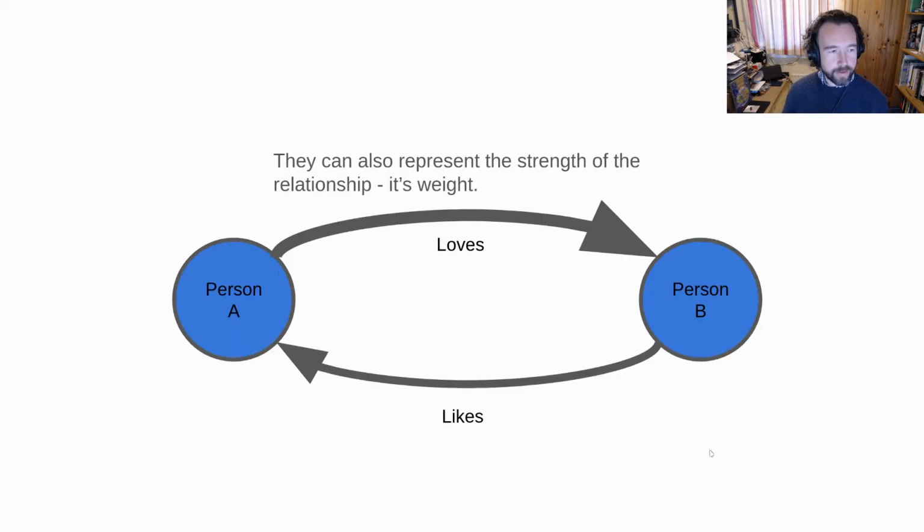And then going back to weights. Here, person A and person B again. Person A loves person B, so that's a stronger, more weighted connection, but person B only likes person A, so that's a weaker relationship. Again, this captures some of the dynamics of the relationship between these 2 people in an easy to understand way.